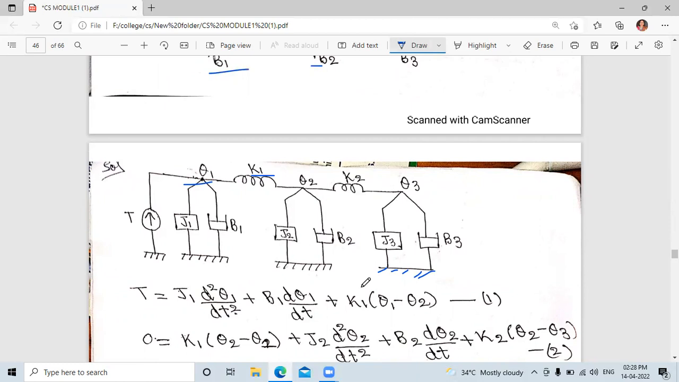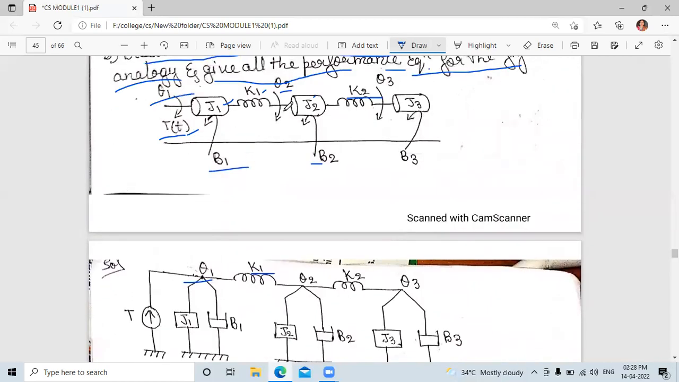So what we can write here: no mass can be between the two nodes, that means theta 2 or theta 3. No mass, or inertia, we cannot place there. Why? Because there cannot be a change in force, as mass cannot store potential energy. We have discussed this already in the important points for problems. Mass or inertia, we cannot connect between two nodes.